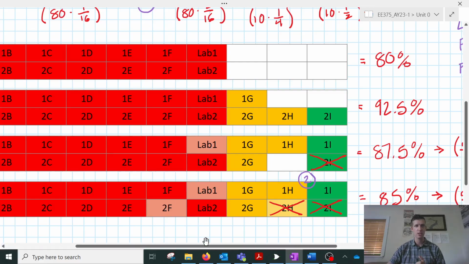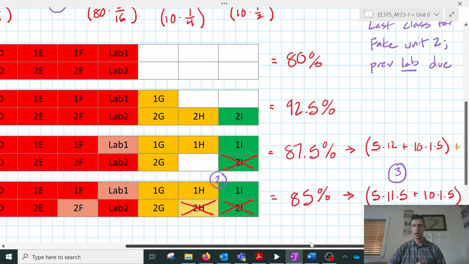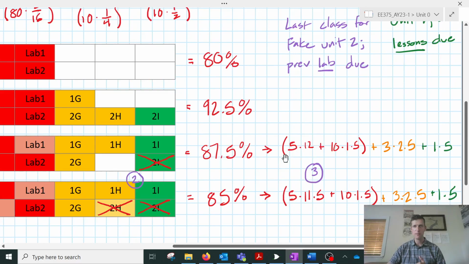Okay, so in this case, I've got a student who turned in all 12 lessons on time. 5% times 12 lessons is how much they earned from those. The labs, however, were worth 10%, but one of them was turned in late. So instead of there being 2 labs turned in on time times 10%, one of them is half as much. So I've only got 1.5 times the 10% that each lab is worth.